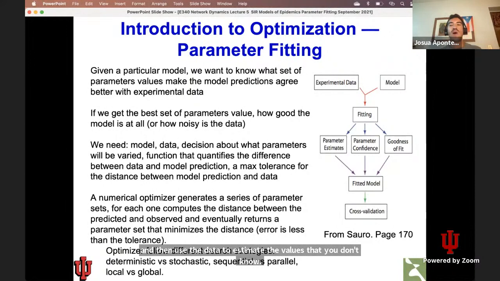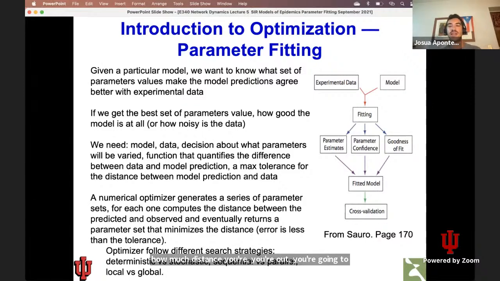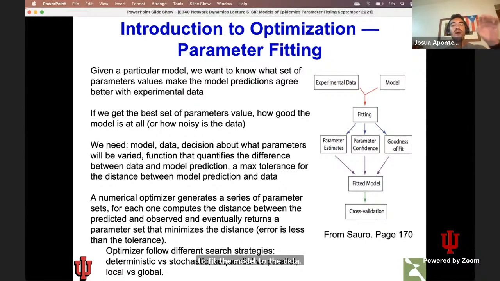You need a way to quantify how far your model prediction is from the experimental data, and you need to specify your tolerance, how much distance you're going to tolerate between your model predictions and your data. So those are the basic components that you need in order to be able to fit the model to the data. Then once you've made those decisions, you use a numerical optimizer that is going to do the fitting for you.